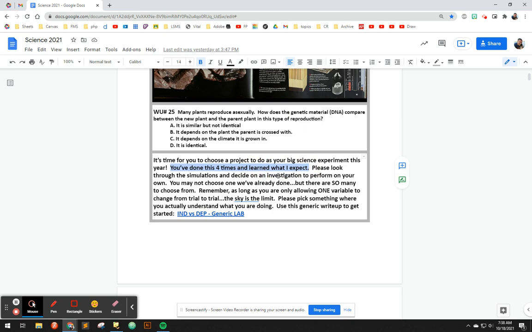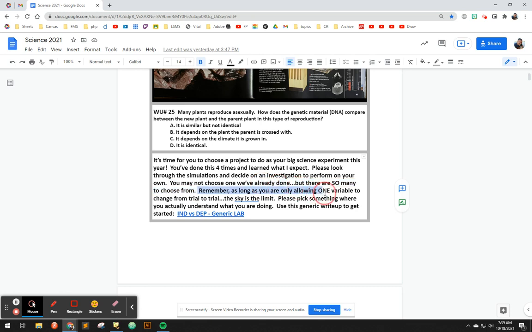We're going to go with some simulations instead of physically doing an experiment because it's cleaner, and as long as you have an internet connection, everybody has the same equipment. So you may not choose what we've already done. So there are so many things to choose from. That's not going to be a big deterrent.